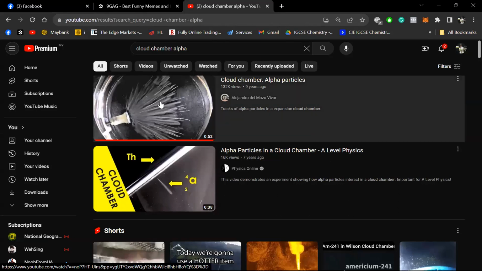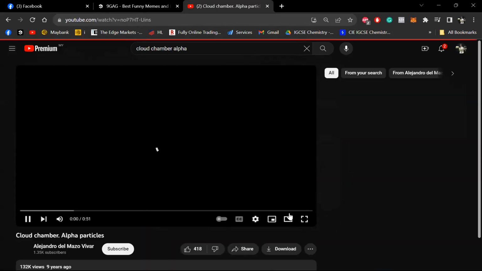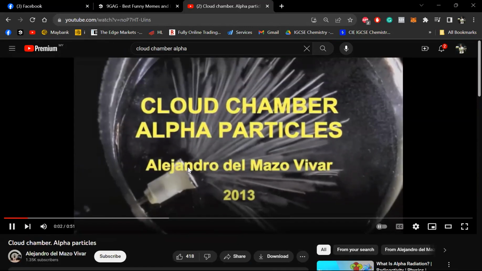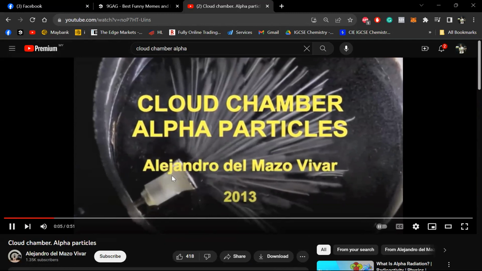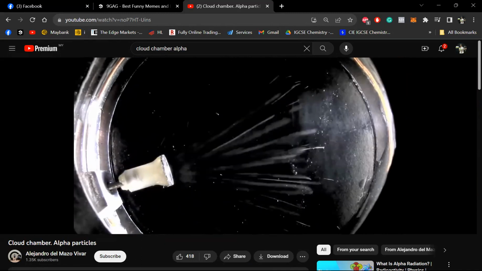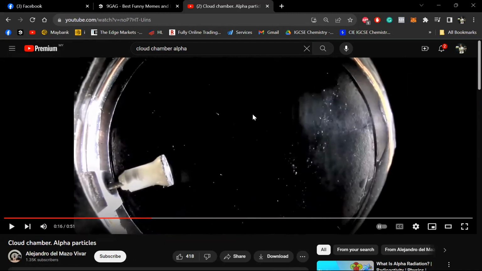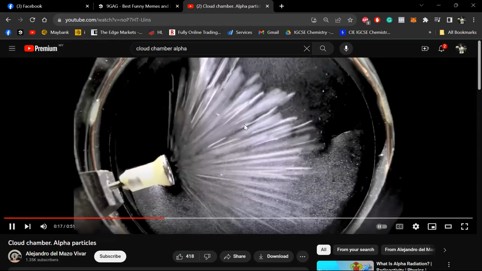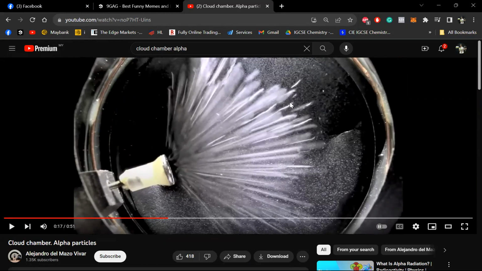Anyways, like I was saying, a cloud chamber looks something like this. This is basically just a Petri dish, and this one here is the alpha radiation source. You'll notice that as it emits alpha radiation, it is very similar to fighter jets flying across the sky and leaving a trail of cloud behind, as you can see here. You see all these small little specks on the glass? These are basically alpha particles. It's a form of radiation.